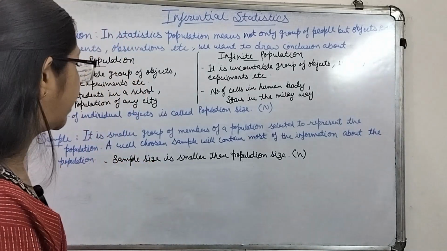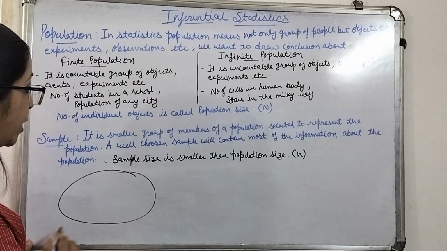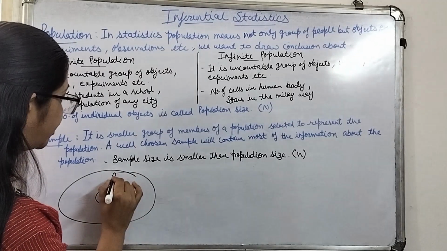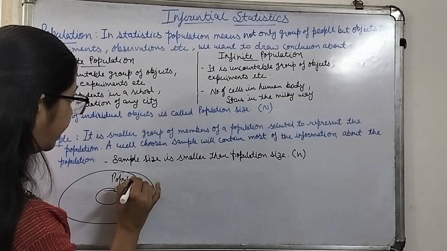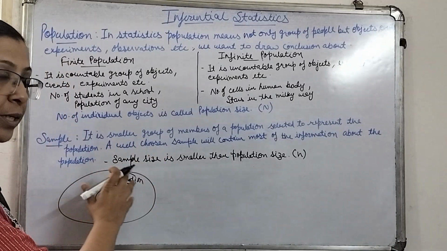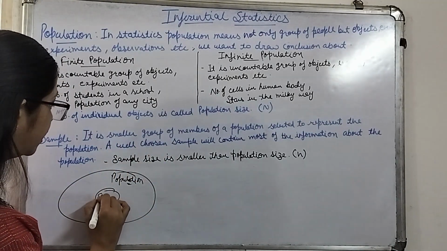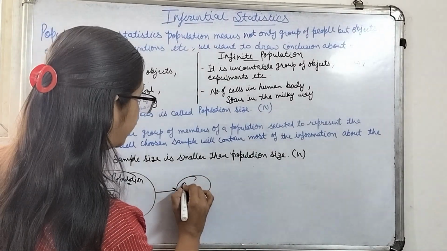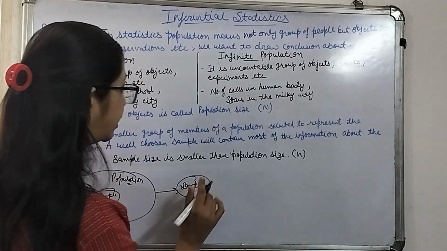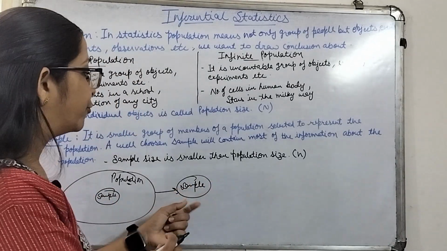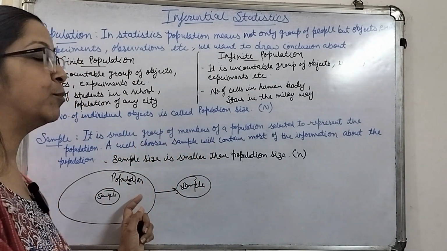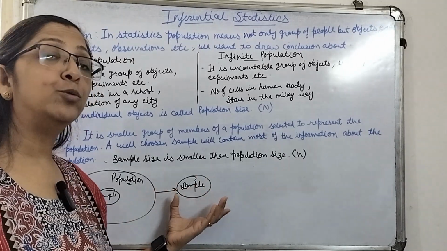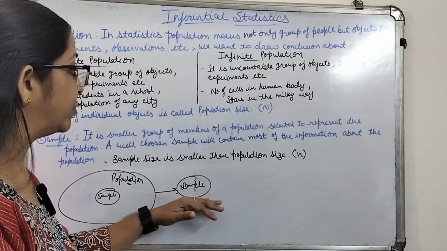If this is your whole population, from it we take out some sample. Because it is very difficult to conduct experiments on the whole population, we take out some smaller group, which is known as the sample. We conduct our experiments on this sample, and whatever conclusions we draw from the sample, we assume they will be true for the population too. So how we take out the sample is a very important aspect.